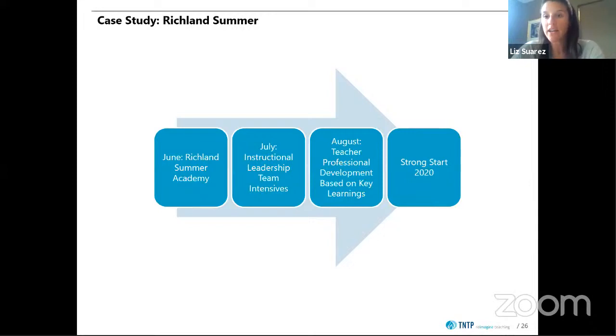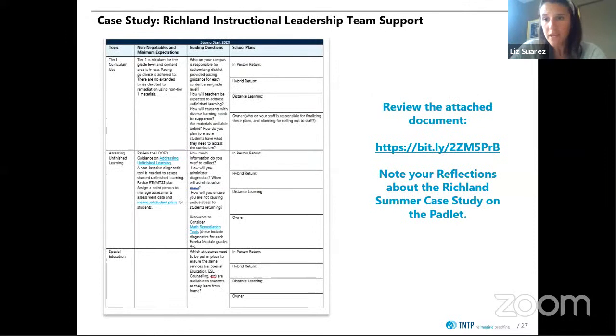And then finally, in August, everyone who's been a part of the work this summer is going to commit to making sure that they're part of the team who's training the rest of the teachers in the district. And the hypothesis then is that they will be much better prepared for a strong start in 2020, or this fall, in whatever format school comes back in.